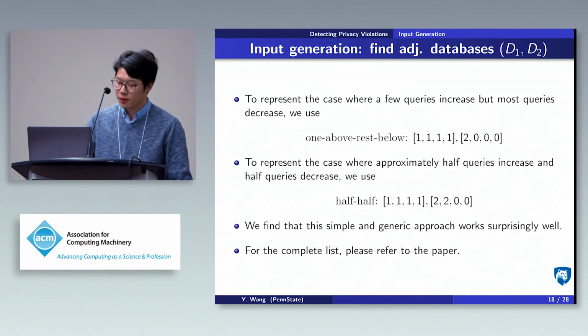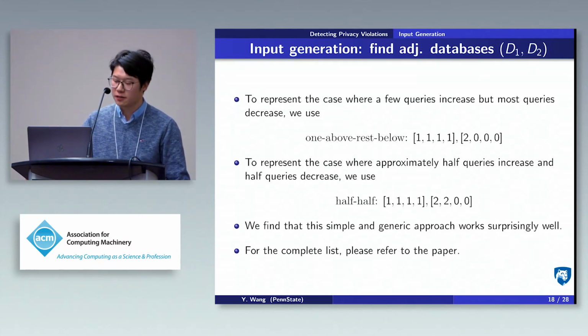Following this rule, we have picked some representative categories of database pairs, such as one above and rest below, where only one element differs from the other databases by +1, and the rest differs by -1. And half-half, where half of the elements differs by -1 and the other half differs by +1. We found this simple and generic approach works surprisingly well.